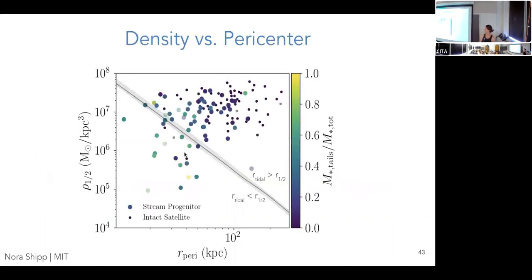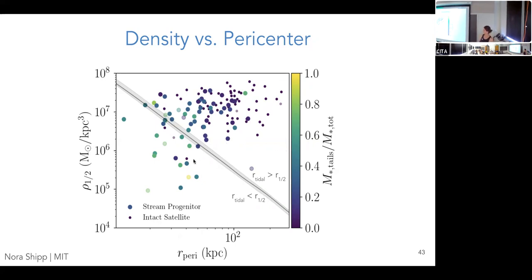But I wanted to show this last figure, just looking at some of these systems. This is looking at the satellites with and without tidal tails in FIRE, looking at their pericenters on the x-axis and the density within their half-light radii. And this is the average density of the host galaxy at this distance along the x-axis. So systems on this side should have a tidal radius that's smaller than the half-light radius, roughly. And on this side, the tidal radius should be larger than the half-light radius.